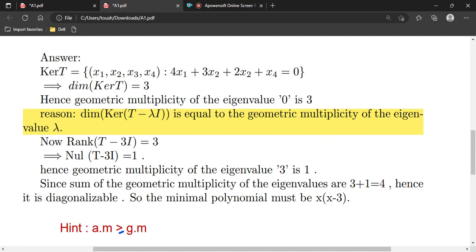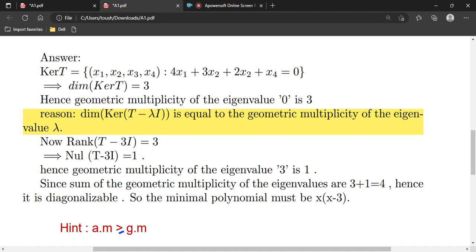Let me show you another approach. Okay, so do you know the result that if a matrix is diagonalizable, then the algebraic multiplicity and geometric multiplicity are the same? Okay, and here is a hint that algebraic multiplicity is always greater than or equal to geometric multiplicity, right? So the algebraic multiplicity for 0 can be what? Either 3 or 4, right?